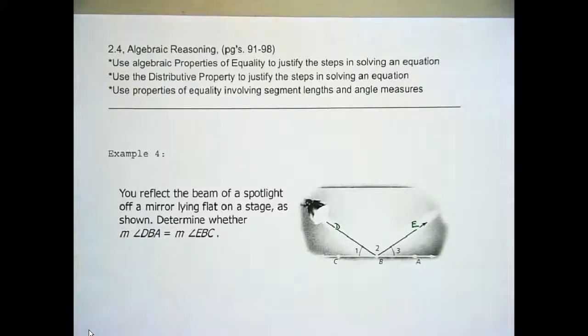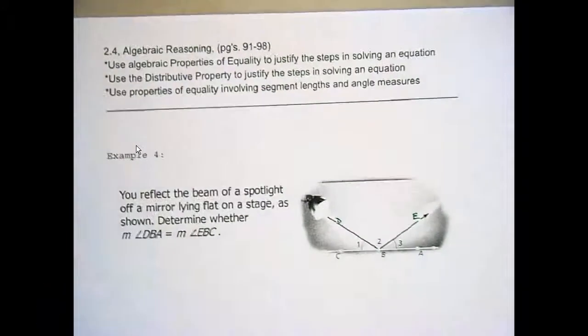Problem. This is from example 4 of your textbook, but I want you to work on this. Try to prove or determine, and using a proof might be the easiest way, but determine if the measure of DBA is equal to EBC. Okay? That's what you're working on. And you're done. You can get a note page if you like. Help you out. All right.